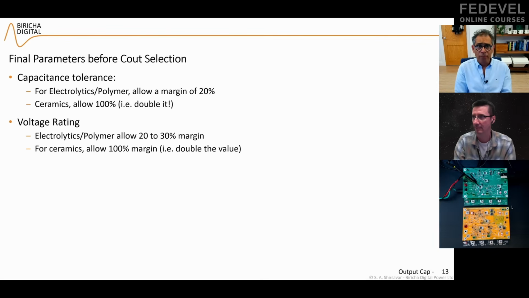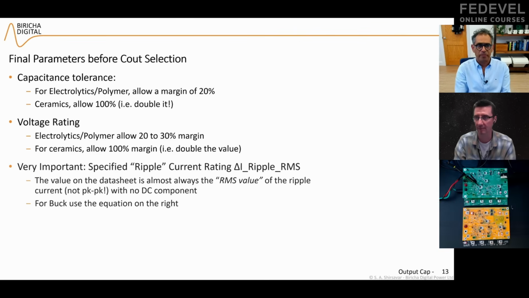Then voltage rating. If you're using electrolytics, 20 to 30% margin. So in this case, we have got a 5 volt power supply, 20-30% on top of that gives you a very strange number. You can't buy a 7.6, 8 point whatever capacitor. You go one level up to 10 volts, 16 volts, right? With a ceramic, the same, but again, allow 100% margin, double it. So 5 volt power supply, that's the stress on the capacitor. You double it, 10 volts, 16 volts is a good number, right?